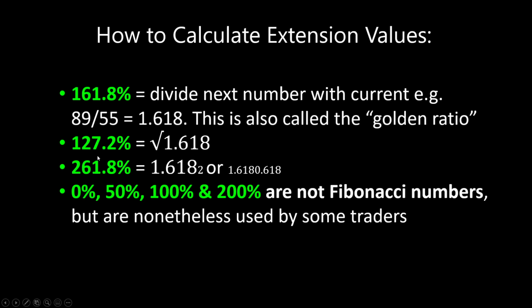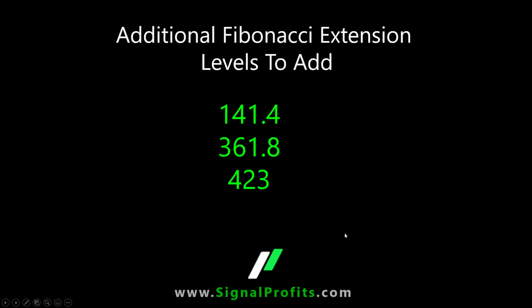This shows up everywhere in Forex. This is a really, really common Forex level, okay? The 261.8 is 1618 squared. And then you've got these other ones, 0, 50, 100, 200, and also the 3618, the 423, and then the 5618. Those are also very, very common extension values, okay? So these are those next three, the 1414, the 361.8, and the 423. The 361.8 is not actually a Fibonacci number. It's just the 261.8 plus 1, okay?